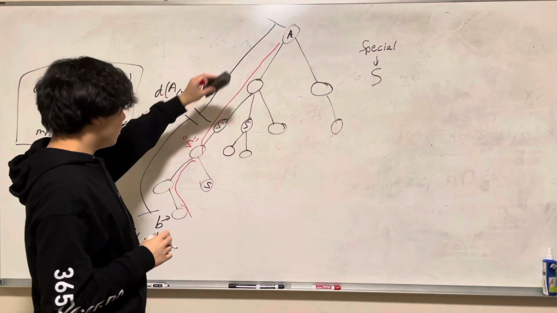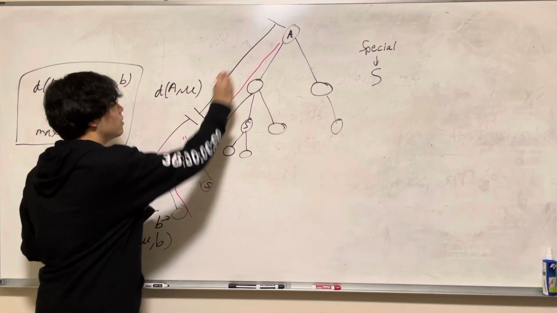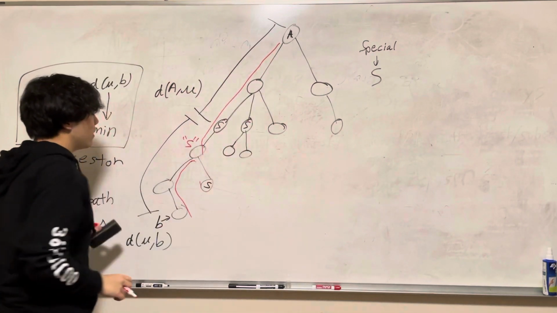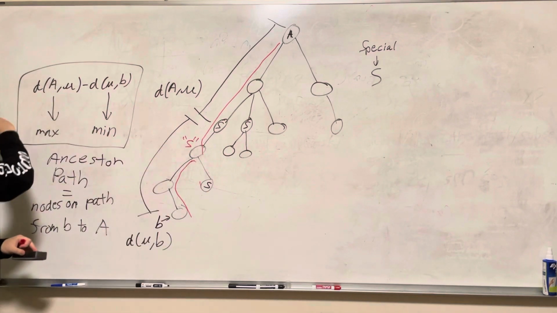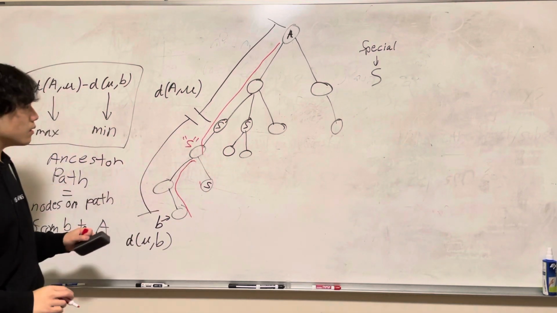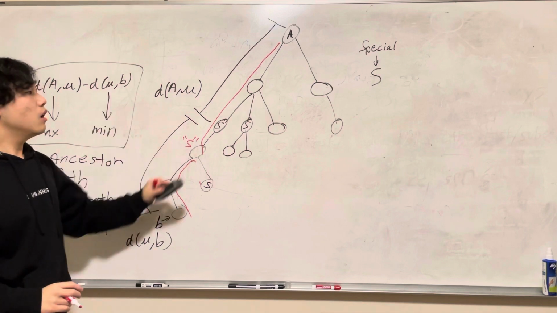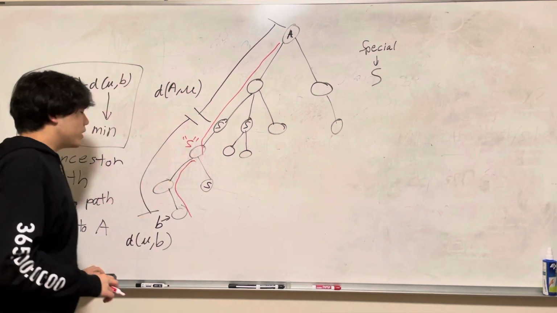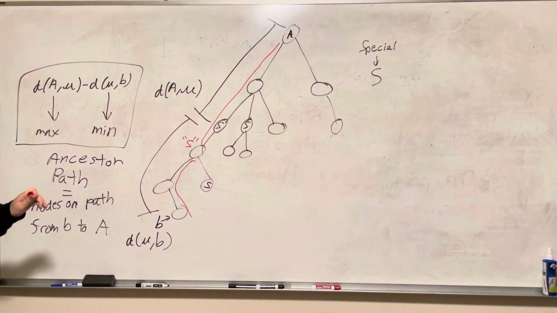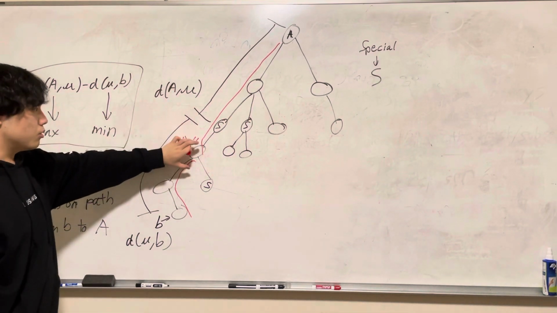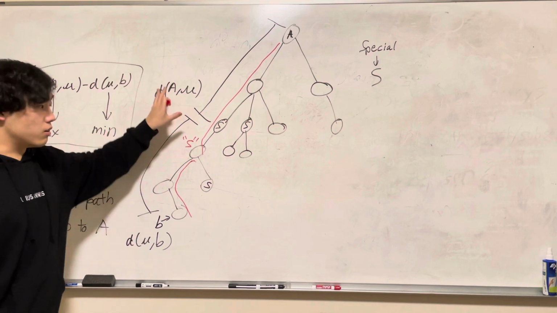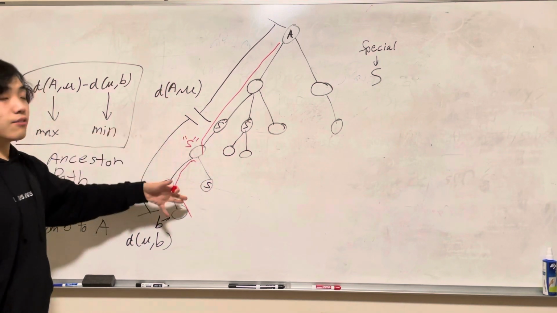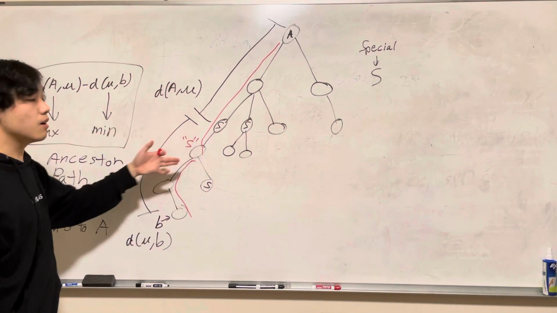So if we took a value of A to U from here to here, and then U to B from here to here, this quantity will not change no matter what. And that's the important observation for this problem. Because you have to realize that we can treat nodes that aren't special nodes in a very similar way to how we treat special nodes, if they have a special node inside the subtree of this node.